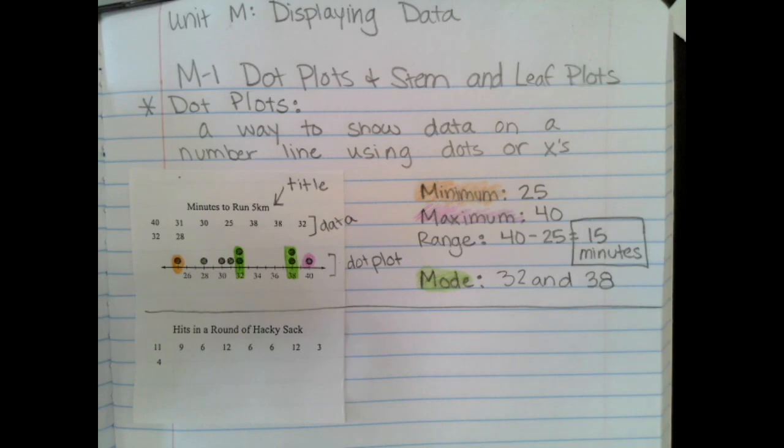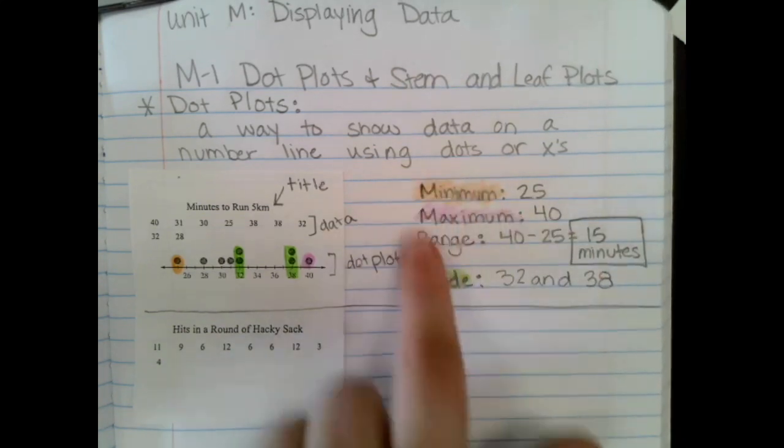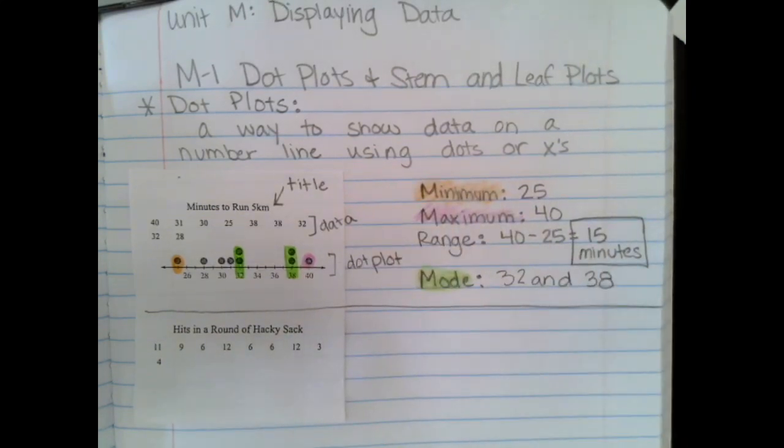So as we work through this unit, we have kind of two goals. One goal is to be able to read the display, look at it, and find those major ideas, those big ideas. And then the second part is to actually make it ourselves.